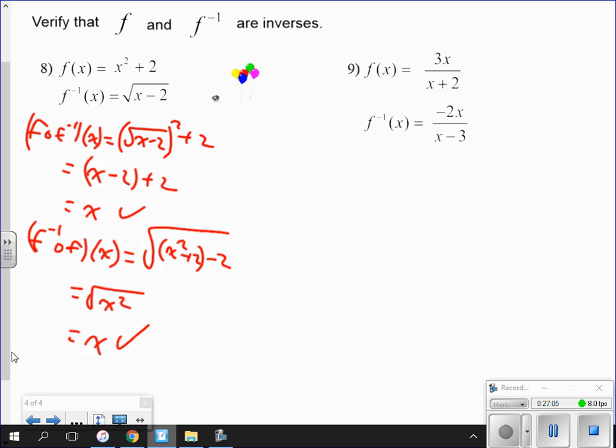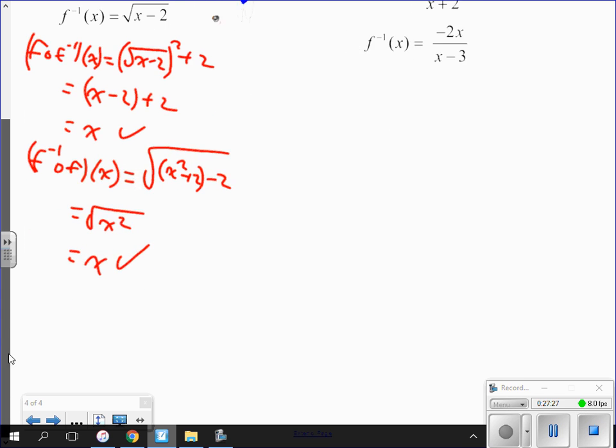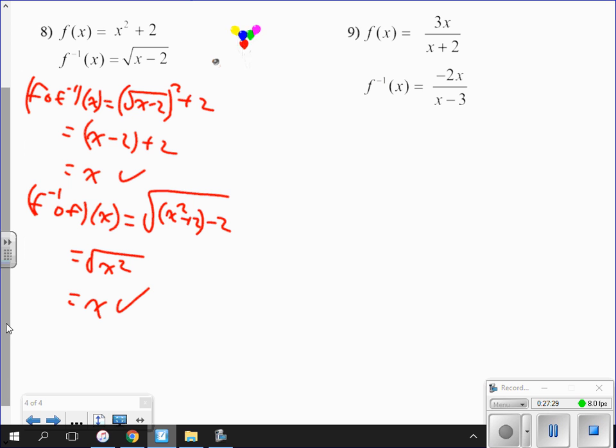Okay, now, you got to loosen up for the next one. It's a little more difficult, but if you understand what to do, it actually simplifies down really quick. Okay? So your first thing you need to do is set it up. f composed of f inverse of x is, I'm going to start it down here.